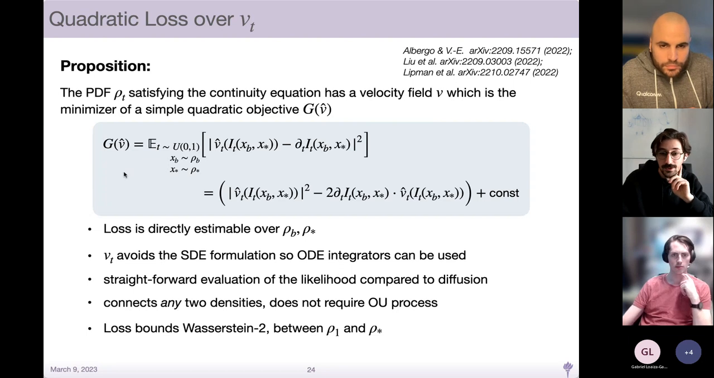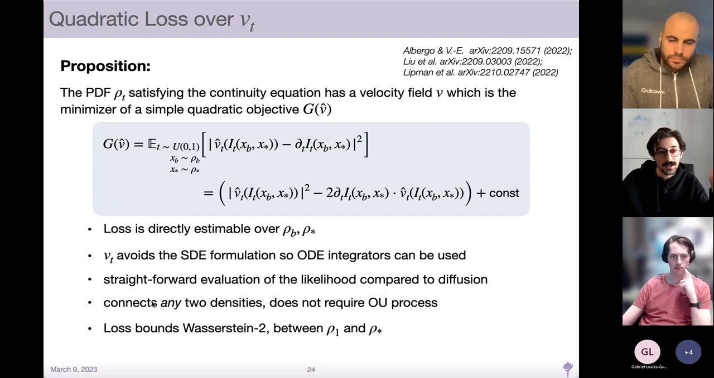Now we've written something down that is just solving an ordinary differential equation, okay? So now we can use all the fancy integrators for ODEs that you can't really use with an SDE. The loss is pretty straightforwardly estimable, okay? And now we can connect any two densities, okay? It doesn't have to be a Gaussian anymore.